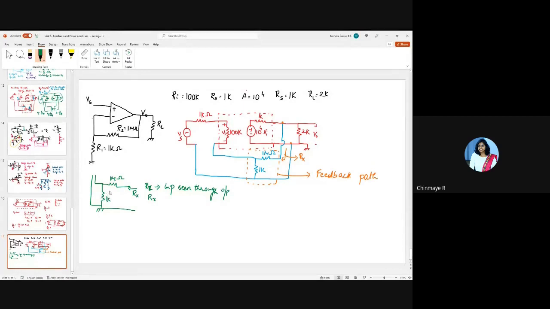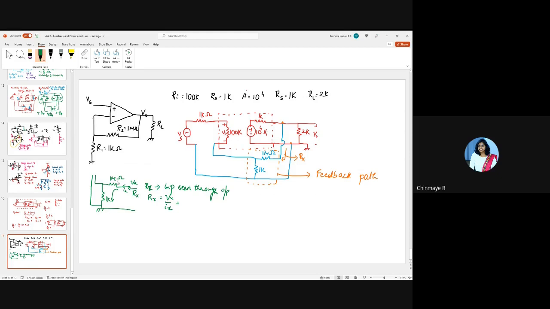How do you find out R? You give a small voltage Vx and then find the change in the current Ix. So I can write Rx is equal to Vx by Ix. And since this is open here, this current Ix flows like this. Correct? So what is Vx by Ix here?